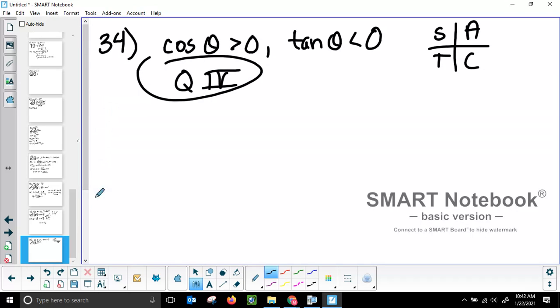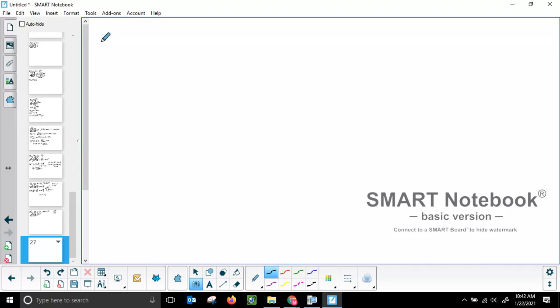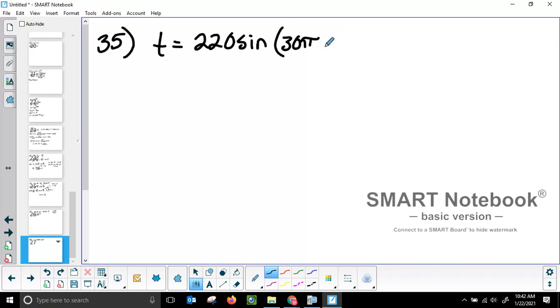All right, 35. Now the current I in amps flowing through an alternating current circuit is I of t equal to 220 times the sine of 30 pi t plus pi over 6, for t greater than or equal to 0. All right, A. What is the period?